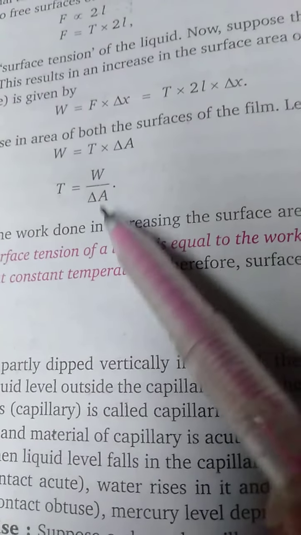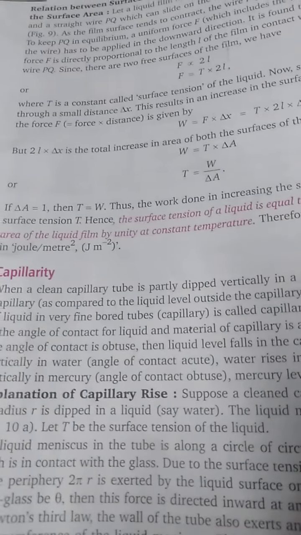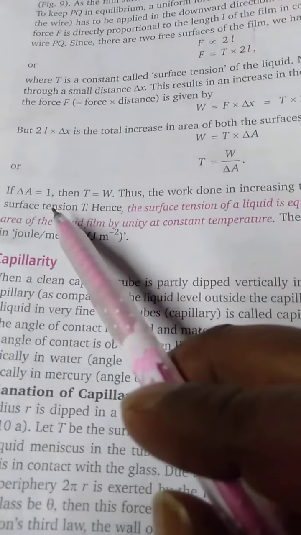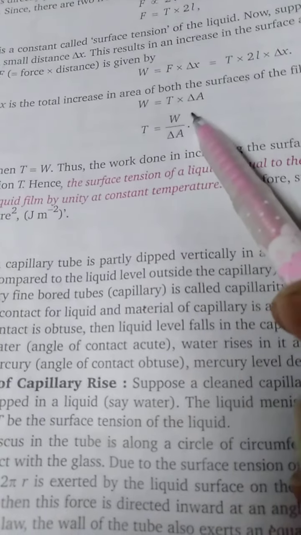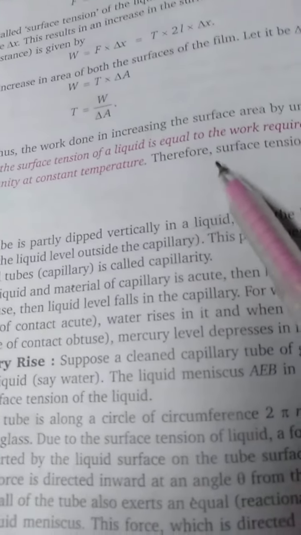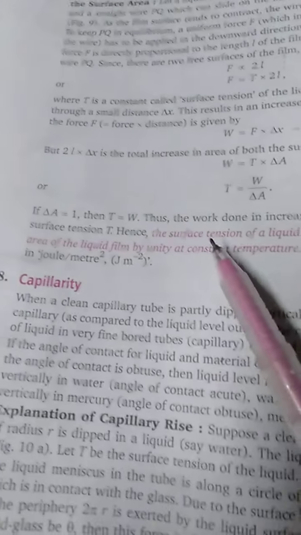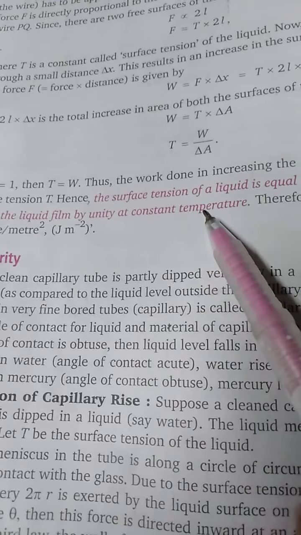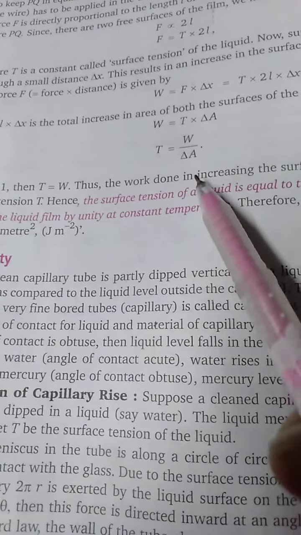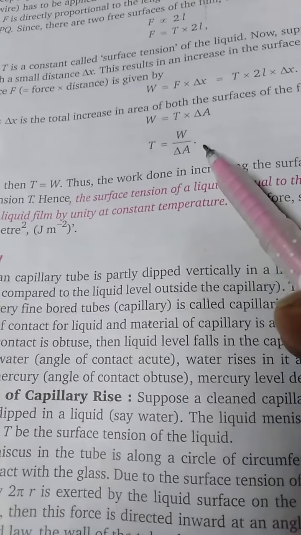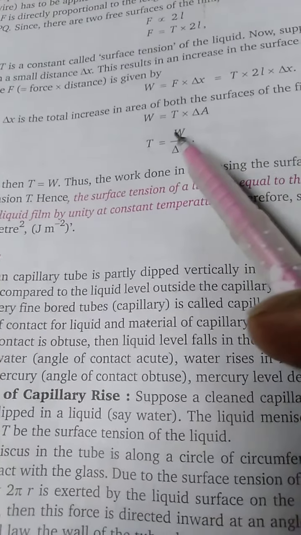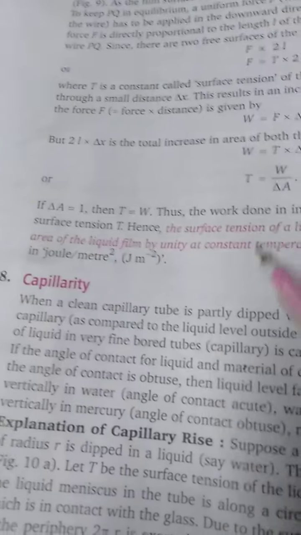So T is equal to W by del A. Okay, so T is equal to what? W by del A, that is, work done per increase in area. So if del A is equal to 1, then T is equal to W. So we can say that surface tension is actually the work done in increasing the surface area by unit at a constant temperature, because surface tension changes with temperature. So the amount of work done in increasing the area by unity is equal to the surface tension.